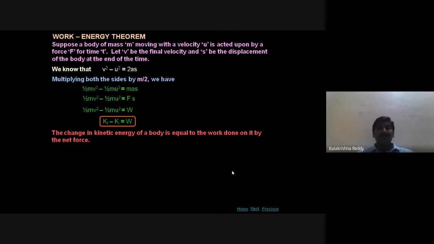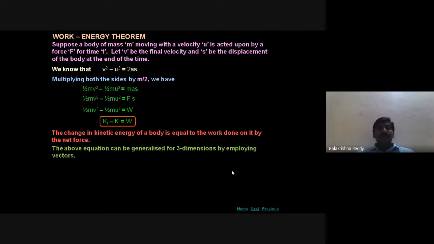Now you can see the change in kinetic energy of a body is equal to the work done on it by the net force. The change in kinetic energy of a body is equal to the work done on it by the net force, remember.